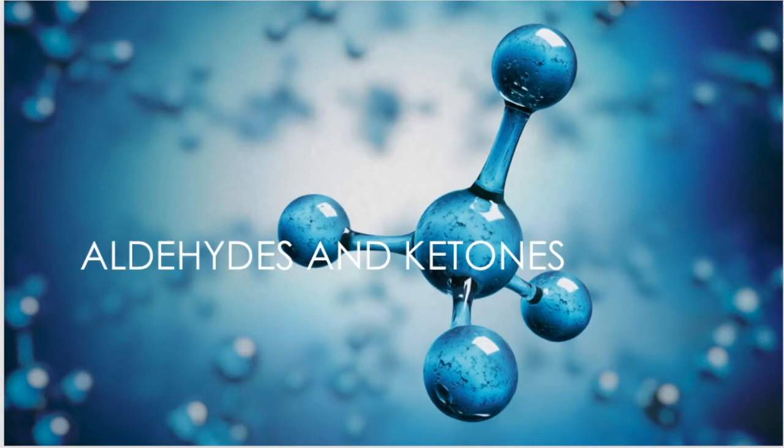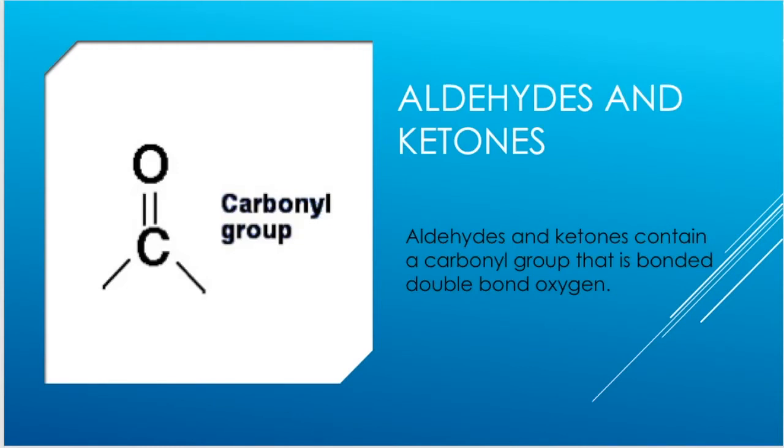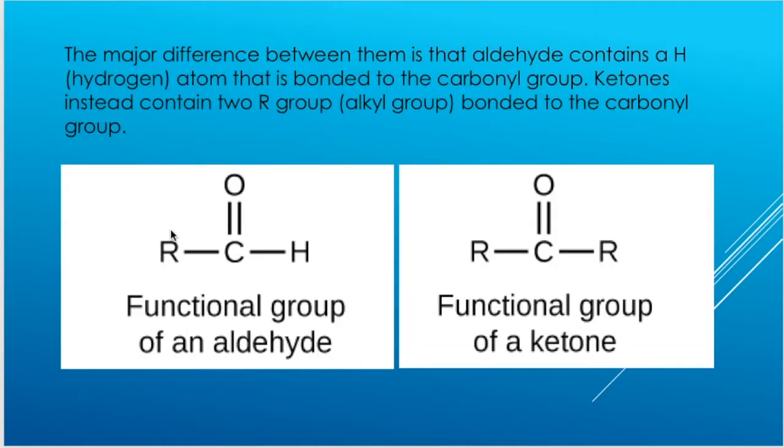So let's get started. Ketones and aldehydes both contain a carbonyl group, which is a carbon bonded with a double bond to oxygen, as you can see over here in the picture. The major difference between them is that aldehydes contain an R group on one side and a hydrogen atom on the other side. And for ketones, both sides contain an alkyl group or R group.